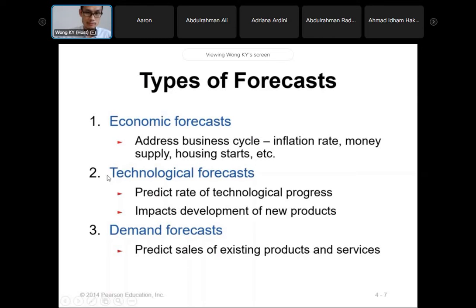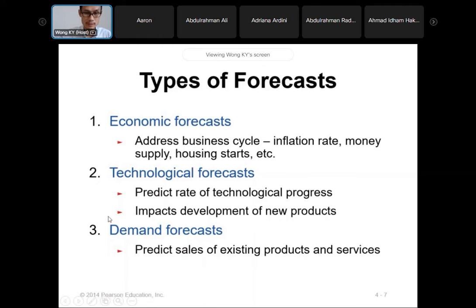In addition to economic forecasting, we can also have technological forecasting. Technological forecasting is more on forecasting the success rate or failure rate of technology, or forecasting the progression rate of the technology, and even forecasting the impact of the technology. And the third category is demand forecast.